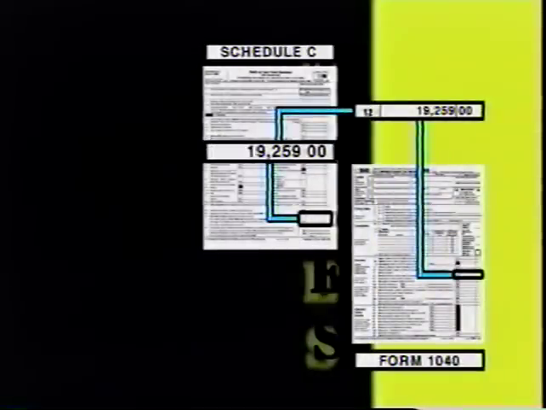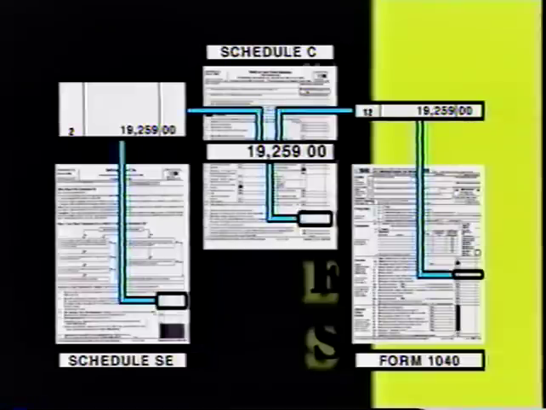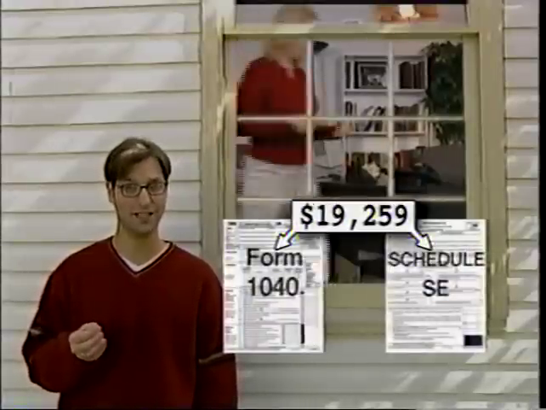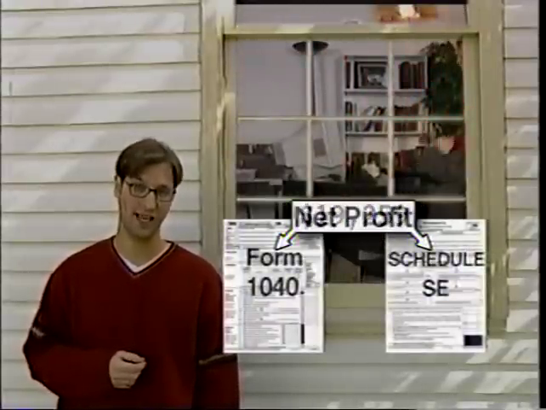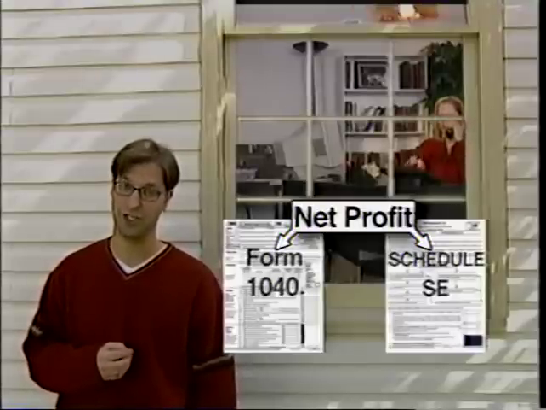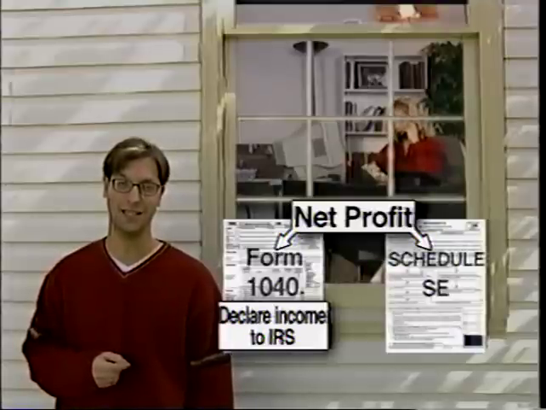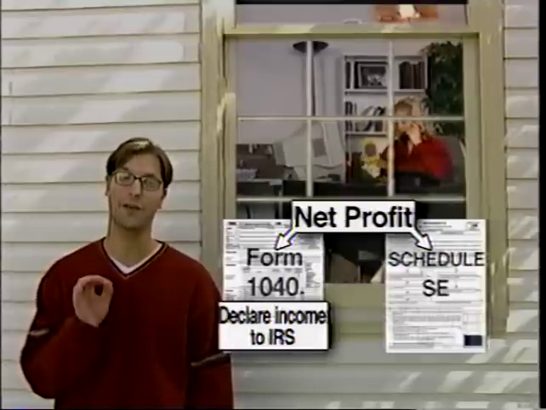Schedule C's instructions tell us to plug this value into Form 1040, line 12, and line 2 of Schedule SE, self-employment taxes. Why are we sending this number to Form 1040 and Schedule SE? Well, this is Vicky's business's net profit. It's what she earned in the past year. We're sending it to 1040 because she needs to declare her income to the IRS, and we're sending it to Schedule SE because that's the form we use to figure out self-employment taxes.